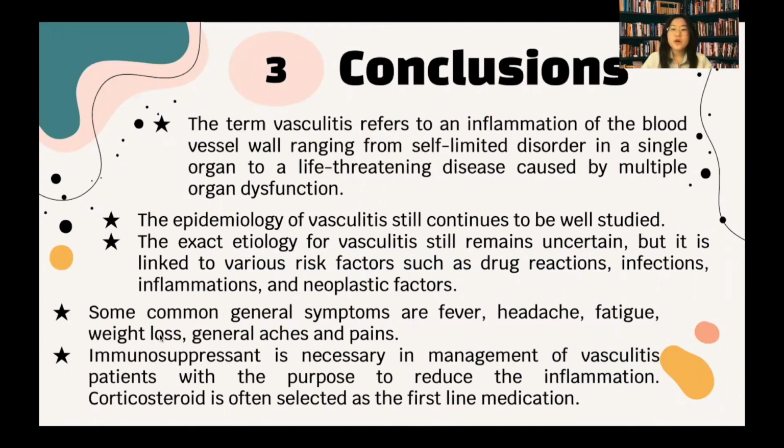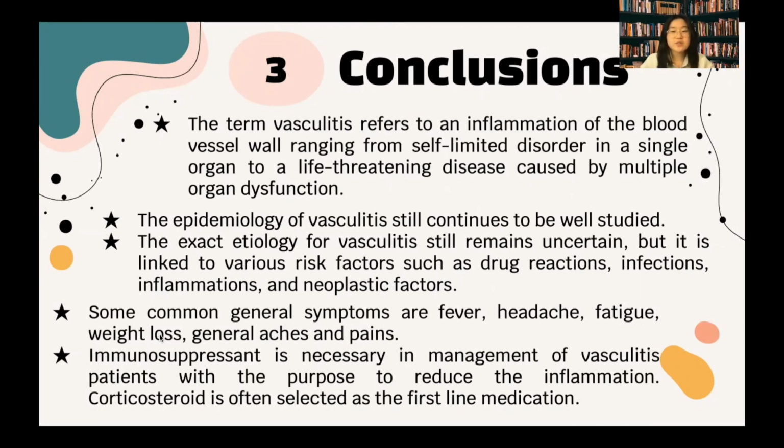According to the previous explanation, we can conclude that the term vasculitis refers to an inflammation of the blood vessel wall, ranging from a self-limited disorder in a single organ to a life-threatening disease caused by multiple organ dysfunction. The epidemiology of vasculitis still needs to be well studied, but it has association with other diseases like Kawasaki disease, Henoch-Schönlein purpura, primary systemic vasculitis, and giant cell arteritis. The exact etiology for vasculitis remains uncertain, but it is linked to various risk factors such as drug reactions, infections, inflammations, and neoplastic factors. Besides that, the patient's age, lifestyle, and genetics also affect the risk of getting vasculitis.